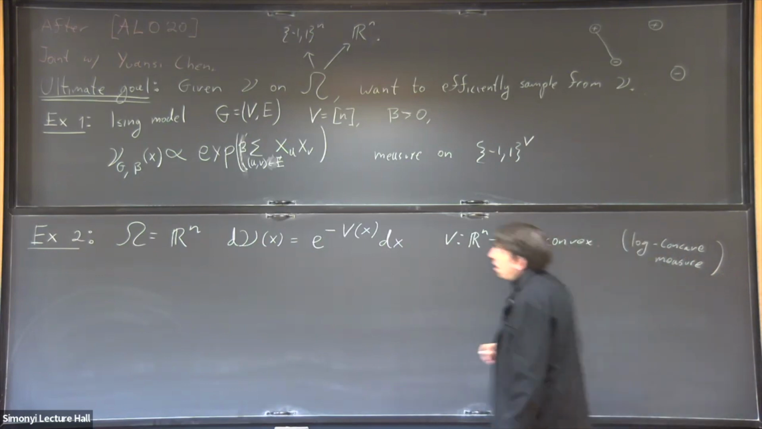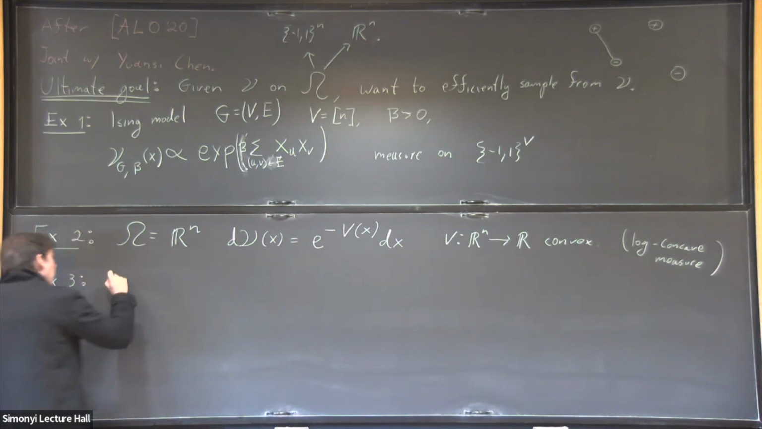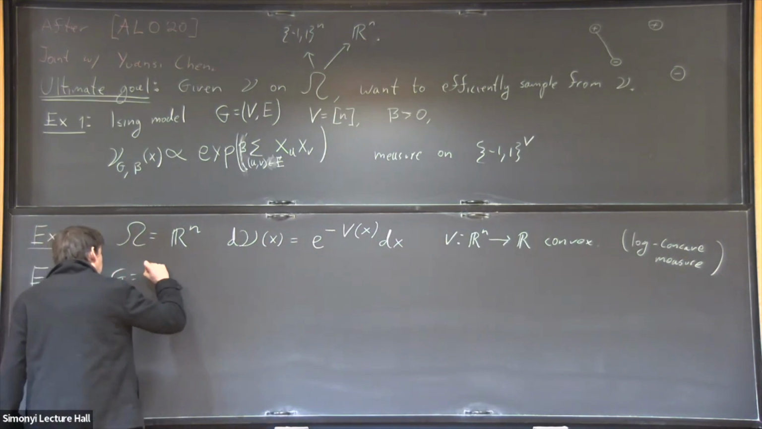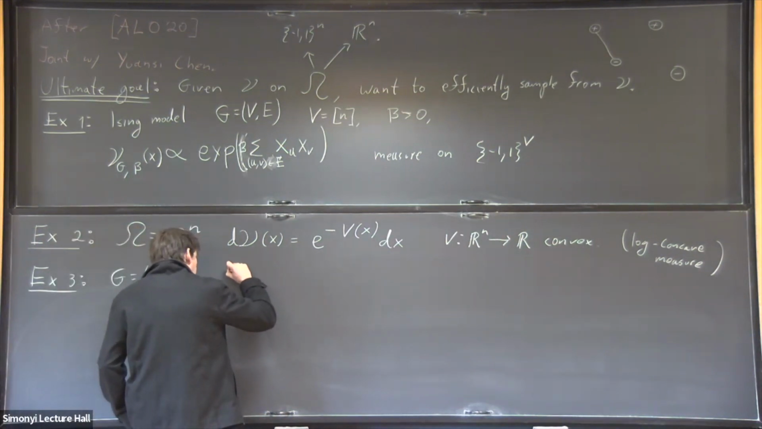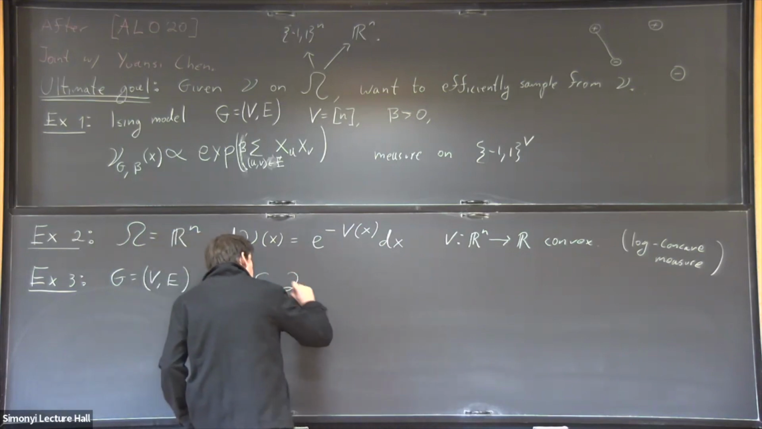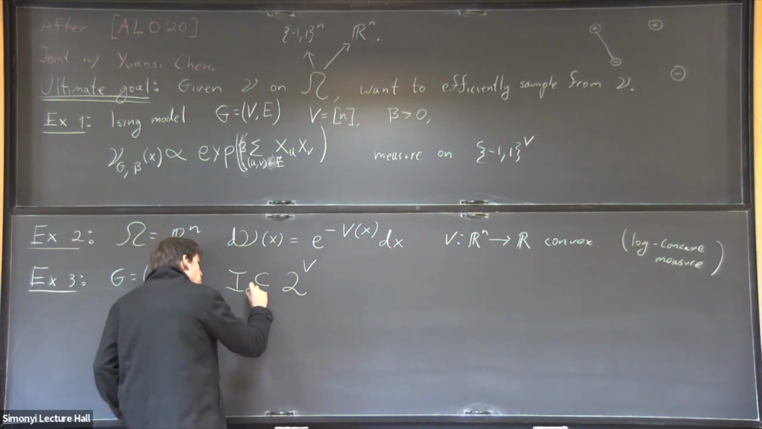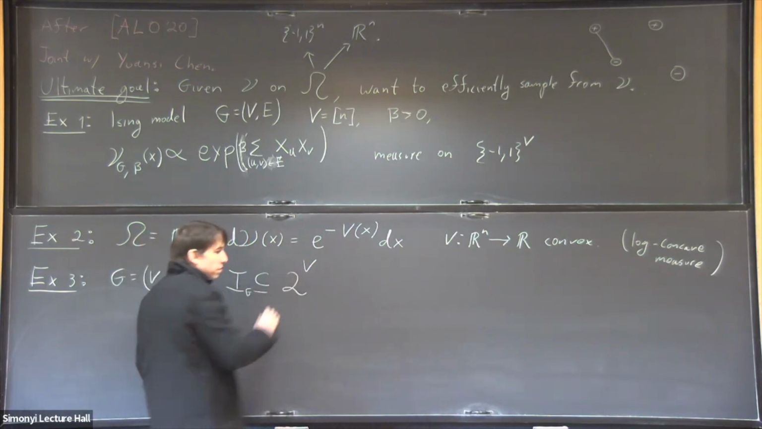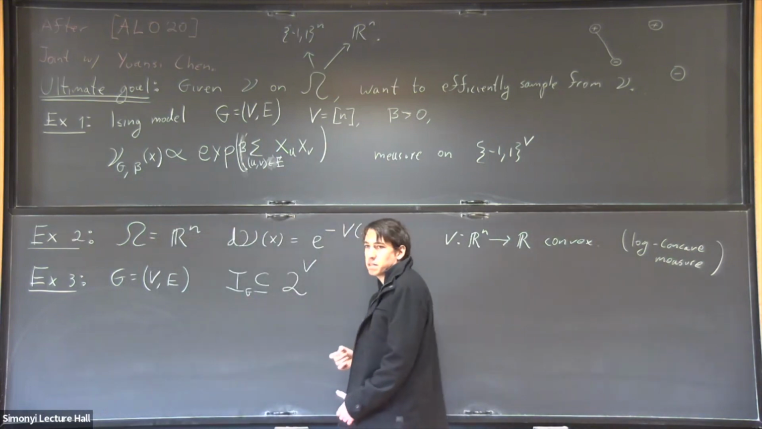This is called a log-concave measure. Third example. Again, we have graph G, and let's denote by I sub G the family of subsets of the vertices which are independent.